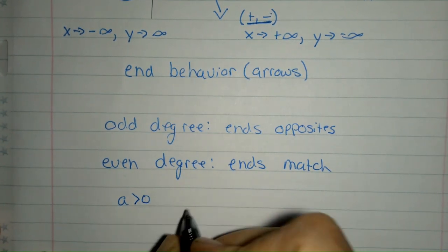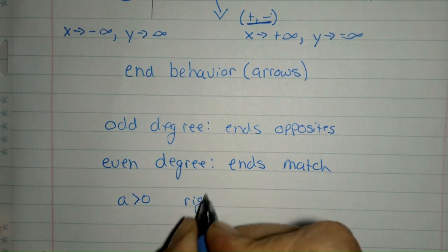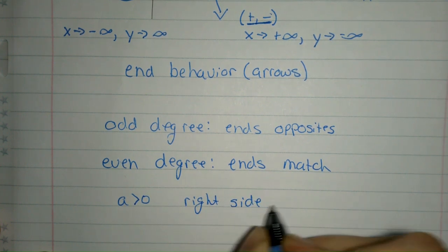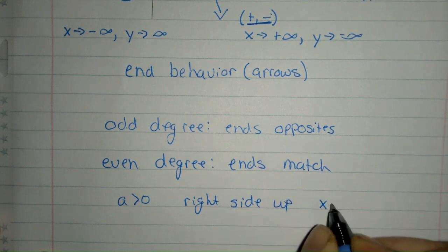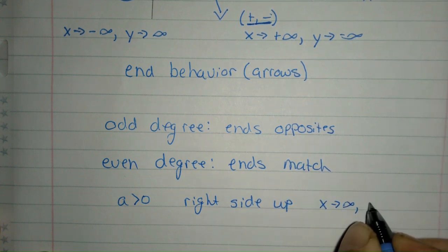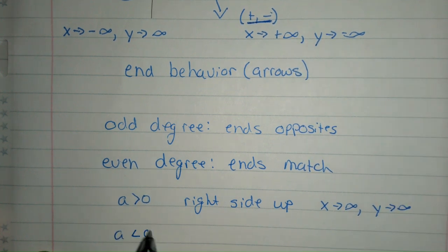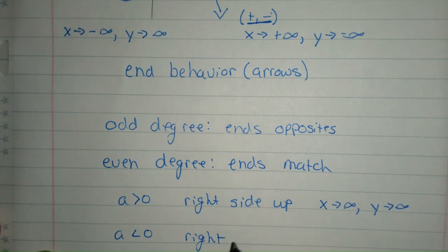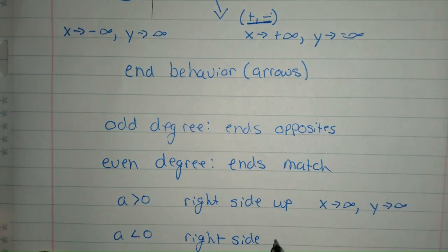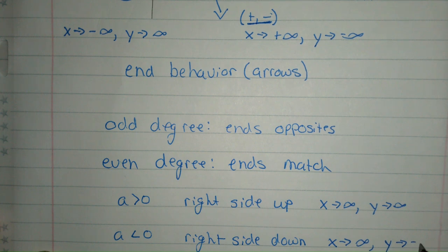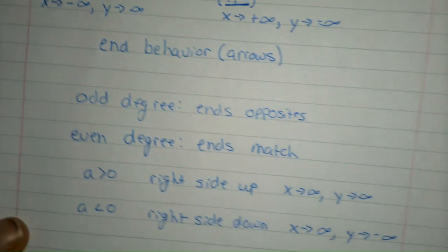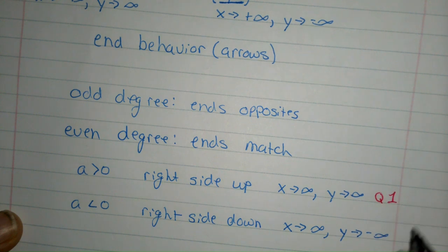If a is greater than 0, the right side is up, or positive infinity. If a is less than 0, negative people bring you down. The right side is down, i.e. this ends in quadrant 1 versus quadrant 4.